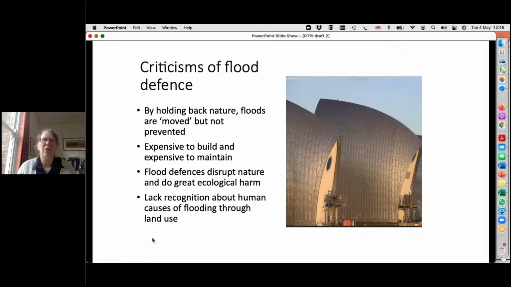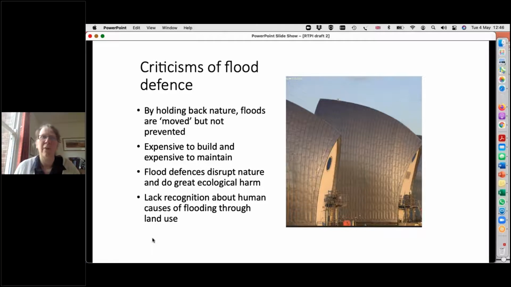And then the whole process, in a sense, still has a sort of control idea. There's a lack of recognition about the human causes of flooding and the role of land use in contributing to that. So that's what we'll see starts to be addressed through flood risk management that I'll be talking about next.